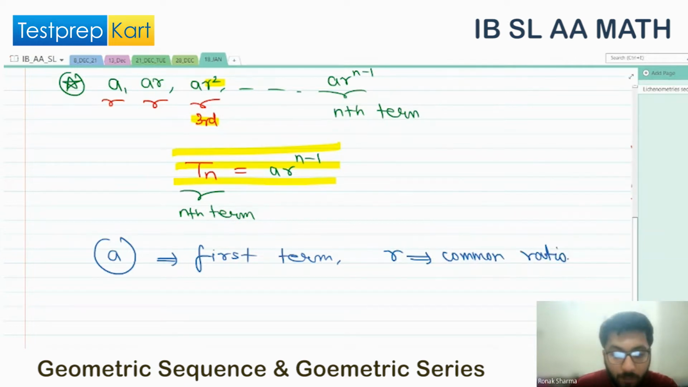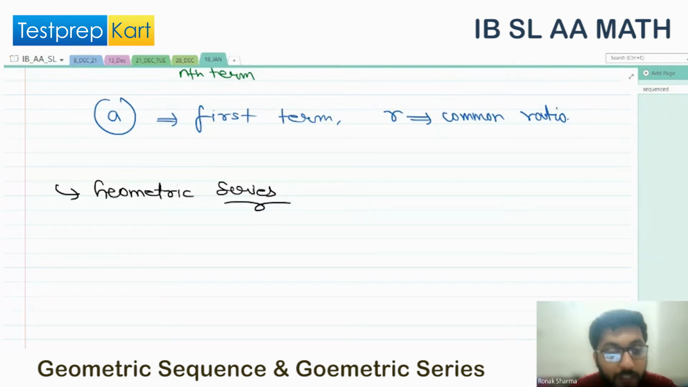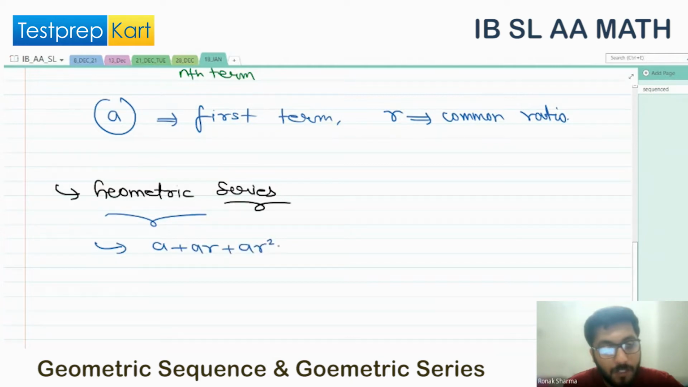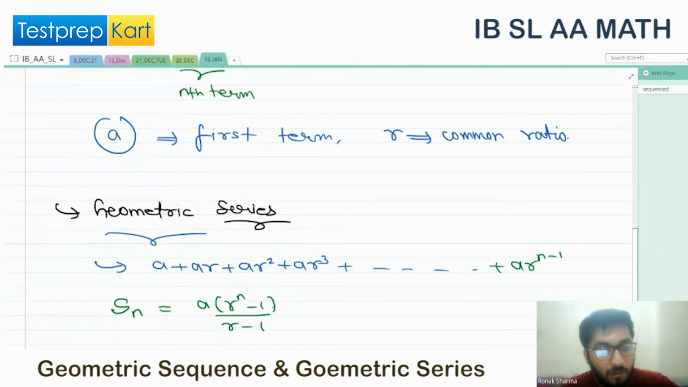Now, the next important thing in the geometric sequence is the geometric series. What is a geometric series? If you remember, a series is when we take the summation of all the terms in a sequence, simply putting a plus sign or minus sign between them. So the geometric series will become a plus ar plus ar square plus ar cube. If I want to find the sum of n terms, Sn is given by a into r power n minus 1 by r minus 1. Please note it down.